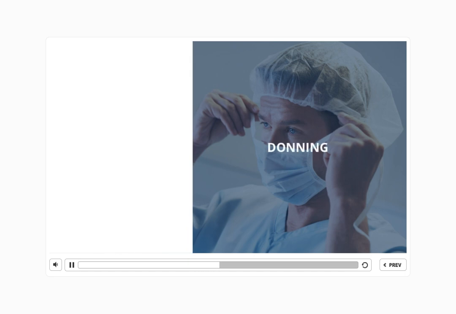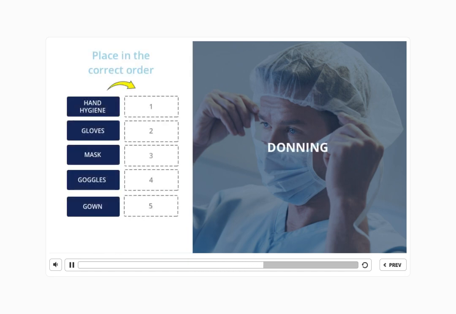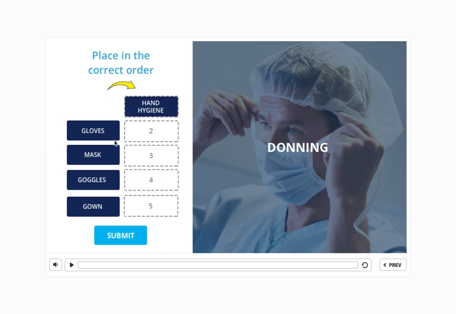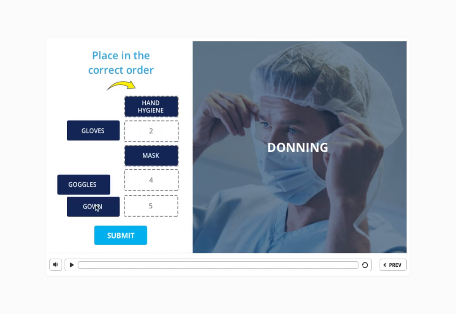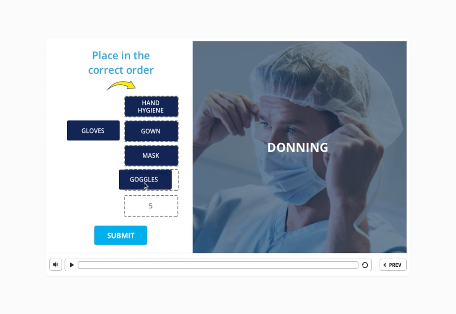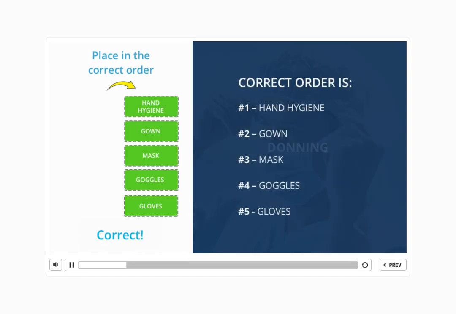Donning. Don PPE in an order that is efficient. Drag and drop the PPE noted on the right to the correct order on the left. Correct. Order is hand hygiene, gown, mask, goggles, gloves.